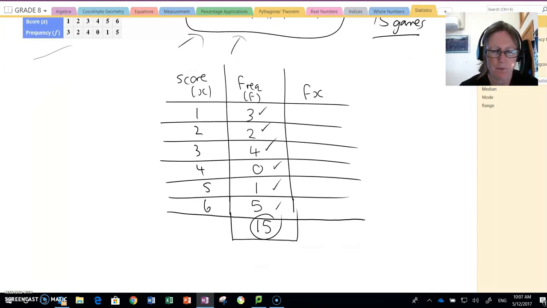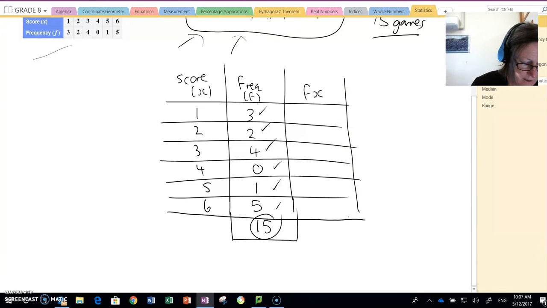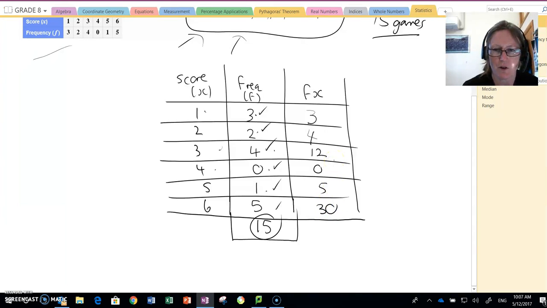So there's our table. I'm going to add an extra column, and this is called the fx column. And what fx means is we get the frequency, the f, and times it by the x. So in this case, f times x, 3 times 1 gives us 3. The next case, 2 times 2 gives us 4. 4 times 3 gives us 12. 0 times 4, 0. 1 times 5, 5. 5 times 6 is 30. So I've added an fx column, that is the frequency times the score.